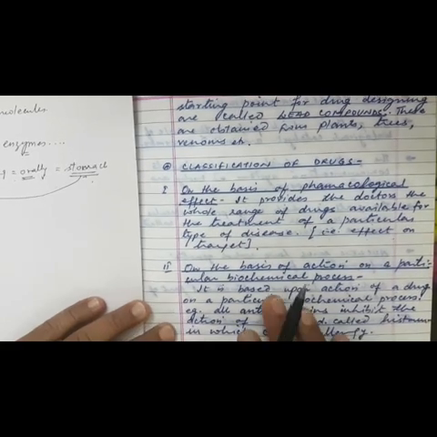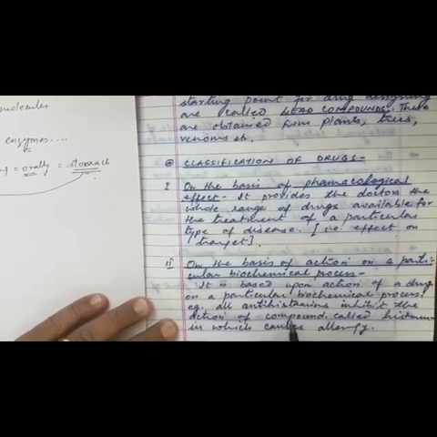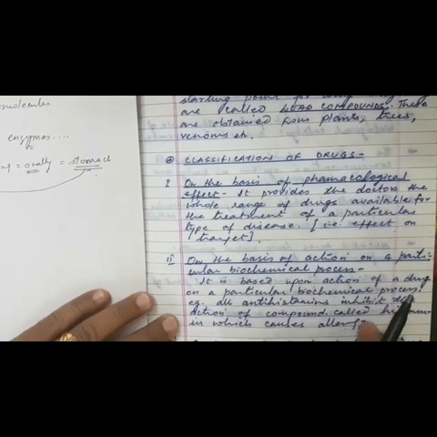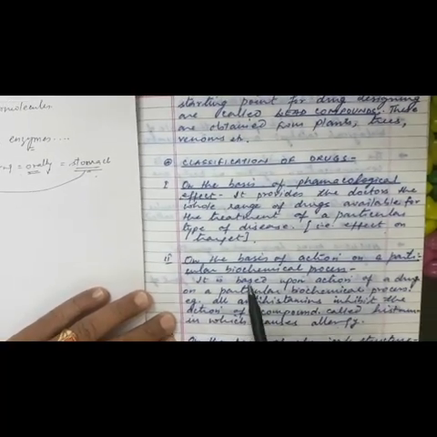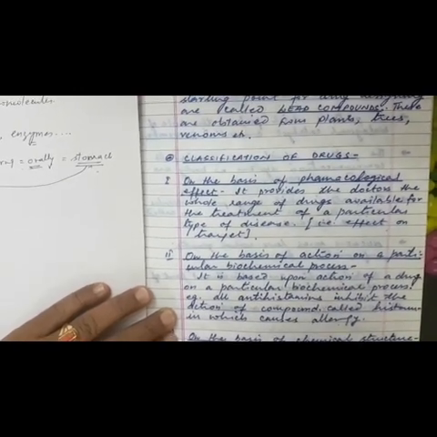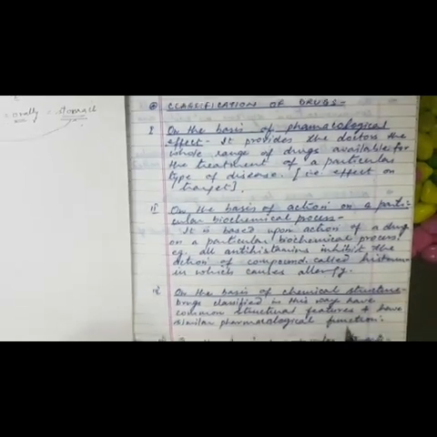For example, very important to note, all antihistamines inhibit the action of a compound called histamine, which causes allergy. So this is mainly classification of drugs on the basis of biochemical process. About histamines and antihistamines we'll be studying in the next topic. And third, on the basis of chemical structure. Drugs classified in this way have common structural features and have similar pharmacological functions. They may have certain similar molecular structures.